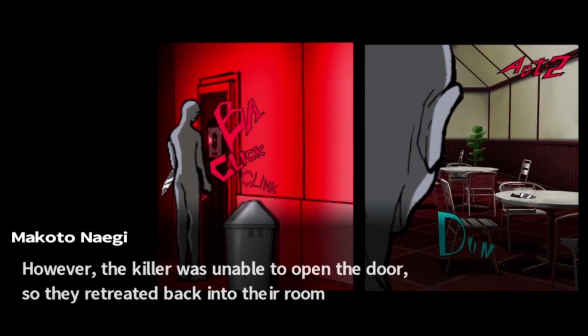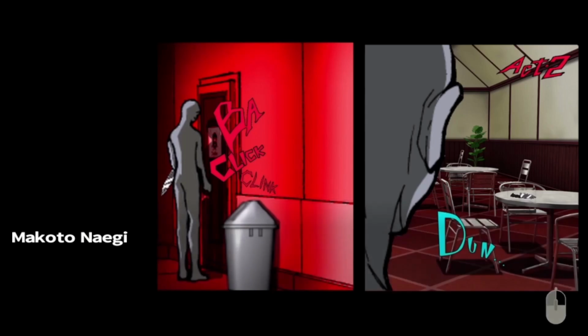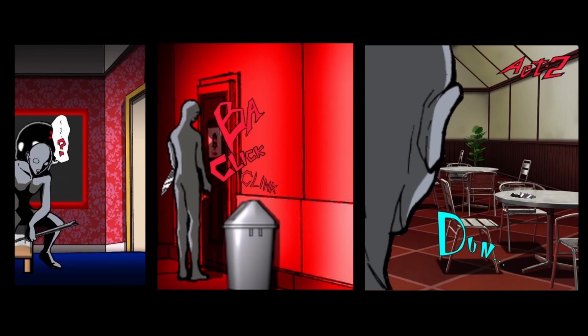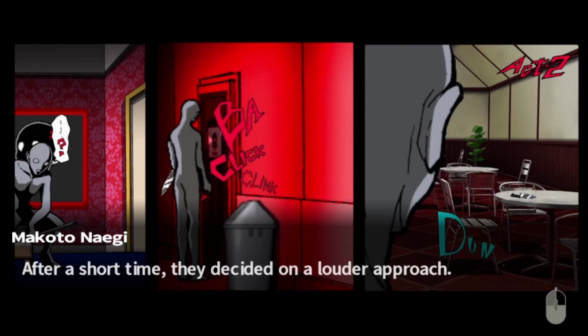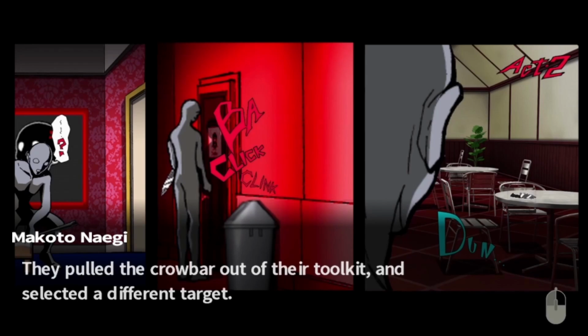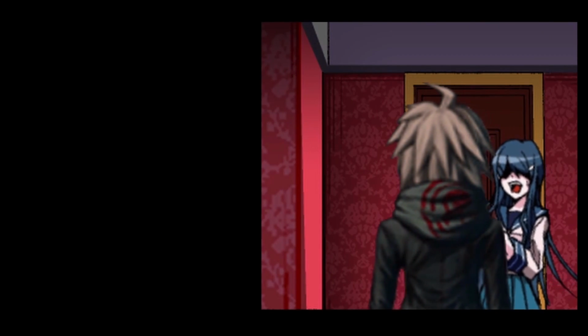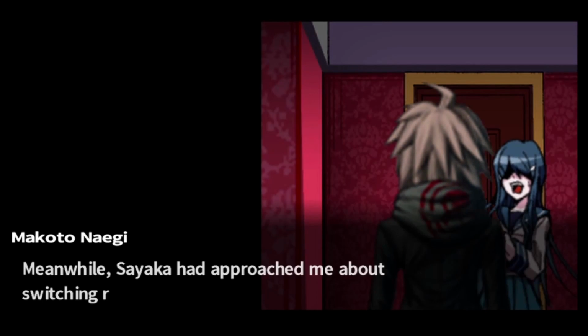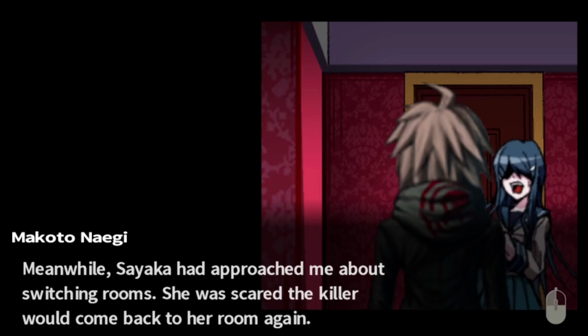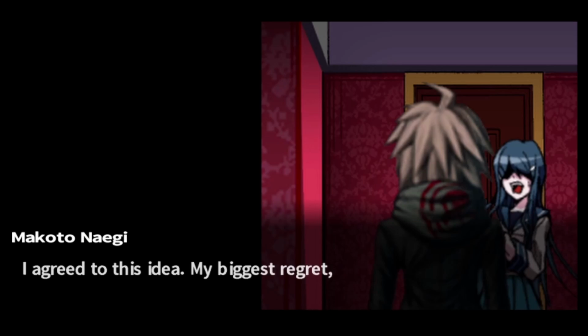However, the killer was unable to open the door, so they retreated back into their room. After a short time, they decided on a louder approach. They pulled the crowbar out of their token and selected a different target. Meanwhile, Sayaka had approached me about switching rooms. She was scared the killer would come back to her room again. I agreed to this idea.